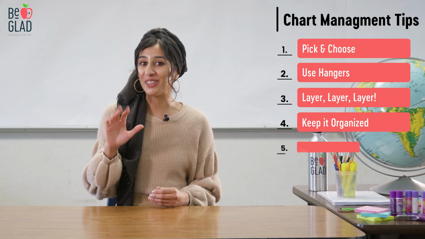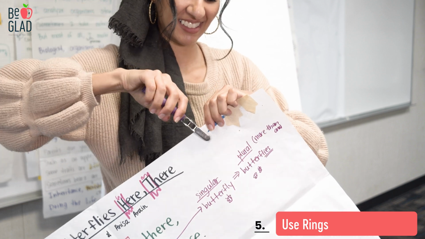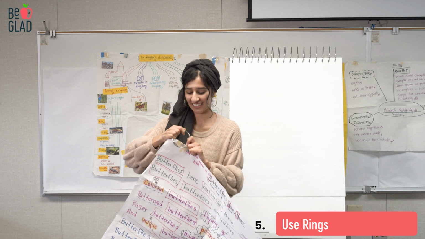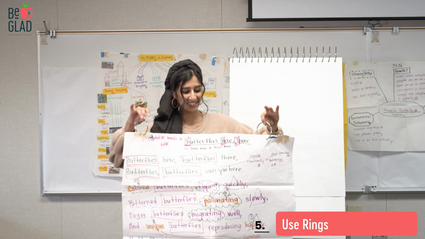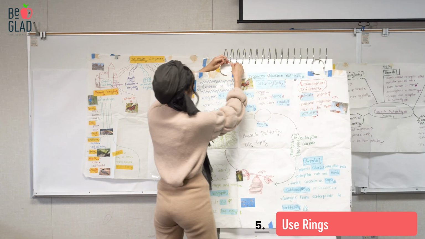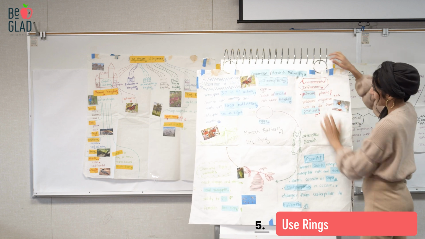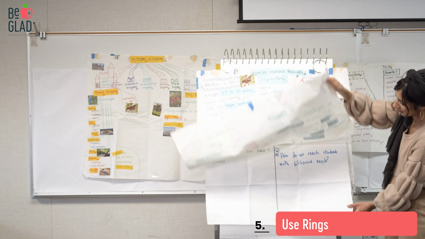Tip number 5, use rings. Use an adjustable chart stand to build and store charts. Hole punch the top of your charts and add it to the rings to create an organized library of charts for students to easily access and flip through. You can even label the bottom corner of each chart to make flipping back and forth and accessing information easier for students. This creates an interactive library of information in the form of charts for students to refer to.